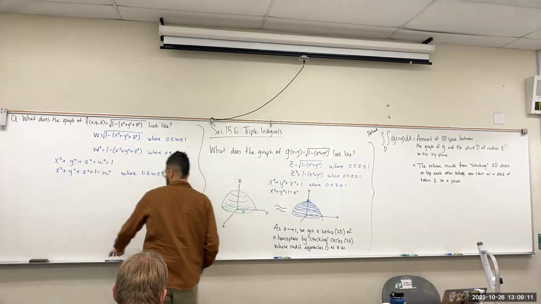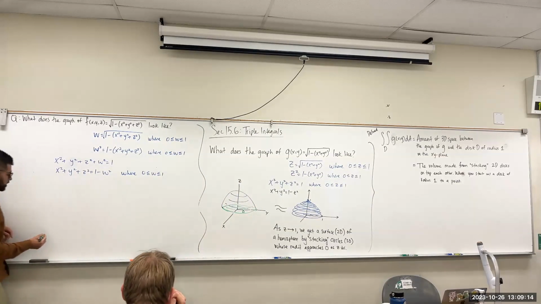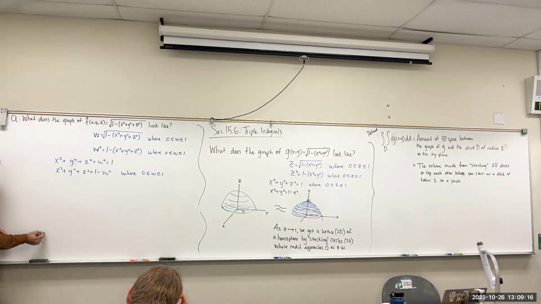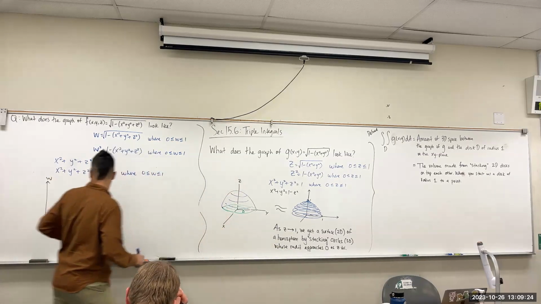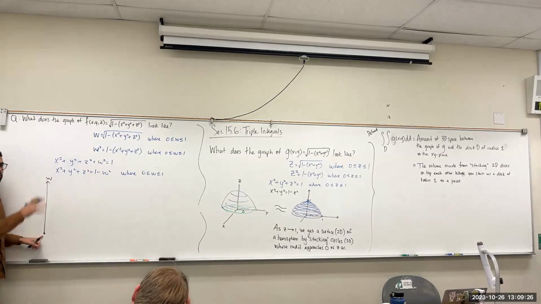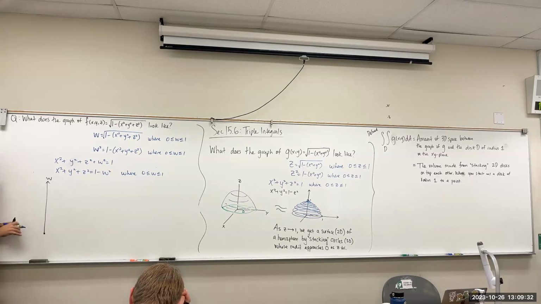Okay? So here's where it's going to get weird. Let's pretend there's this fourth dimensional axis w. When w is 0, what's the shape that we have? Hemisphere or the entire sphere? It's going to be the entire sphere.